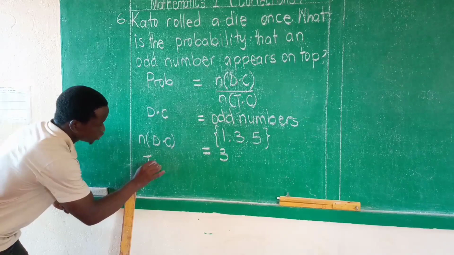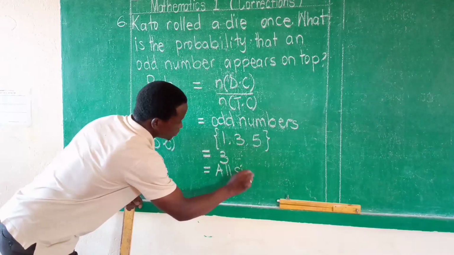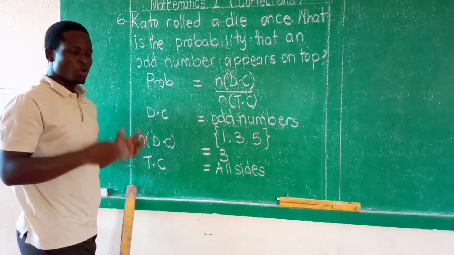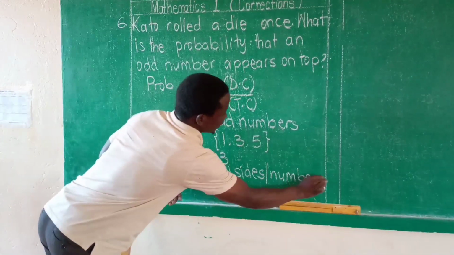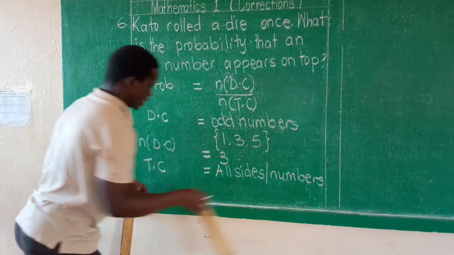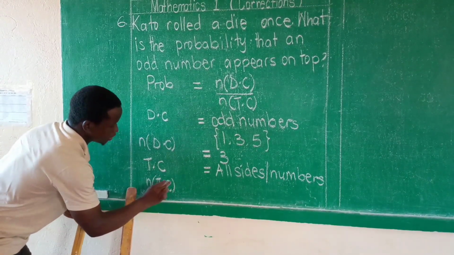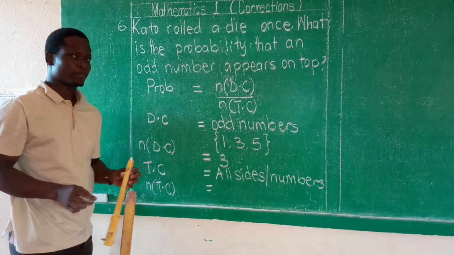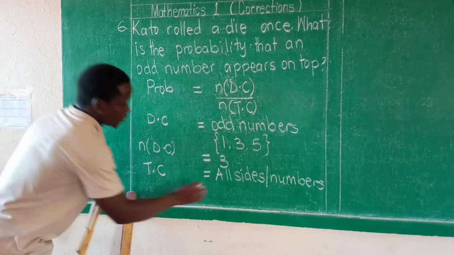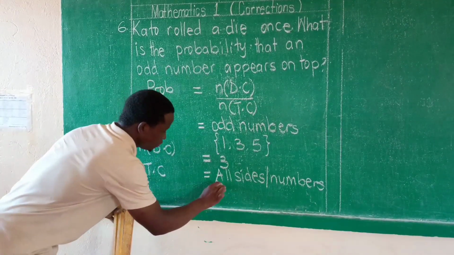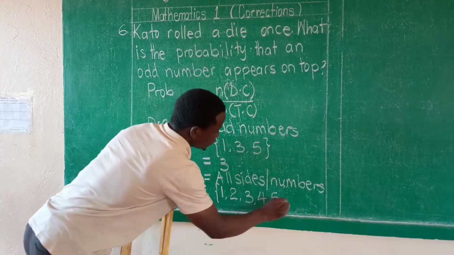We say that total chances are simply all sides on a die, or all numbers. All numbers on a die. How many are they? So we say number of total chances. Okay, let's list them also. Let's list them all. Here we have 1, 2, 3, 4, 5, 6.